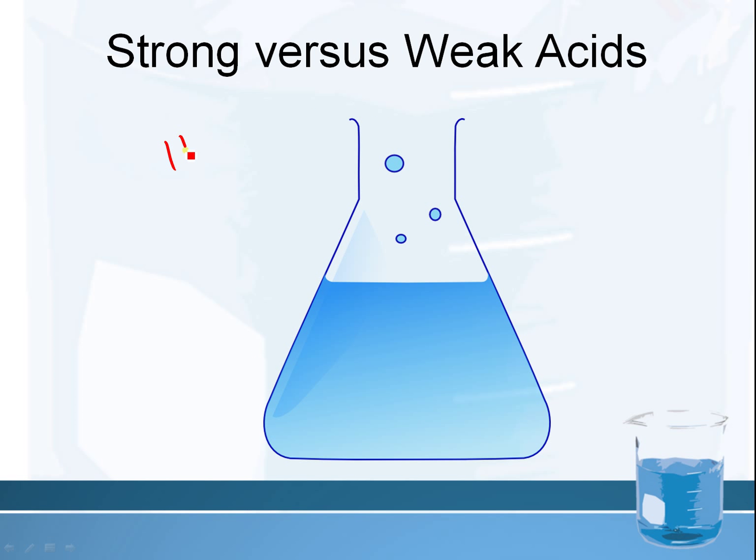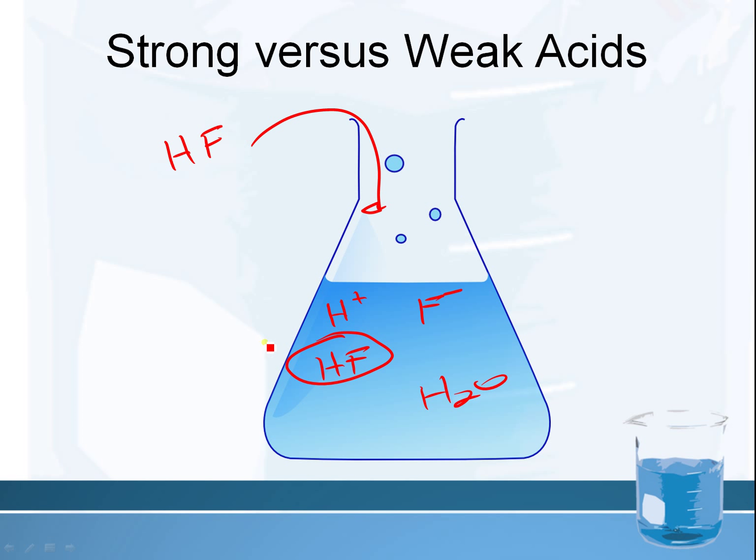A weak acid such as HF does not break apart 100%. It will leave a little bit of hydrogen ions and some fluoride ions, but you're still going to have HF in solution, as well as the water that's still floating around. So this is not going to be 100%. It'll vary between 0% to 95%, something like that. The fact is, this does not fully break apart. There will still be HF left in solution.